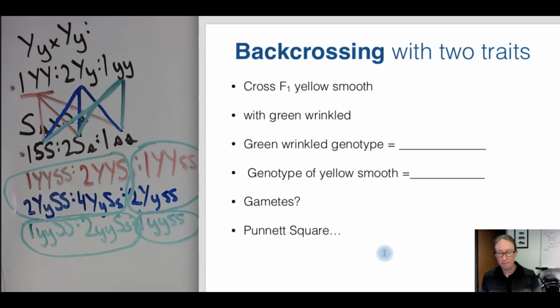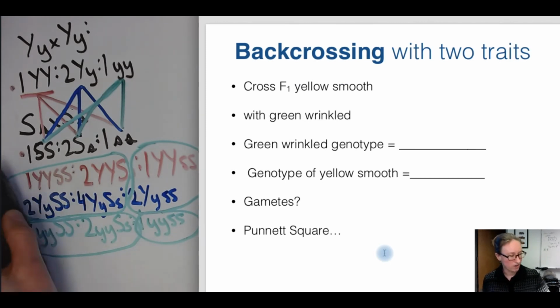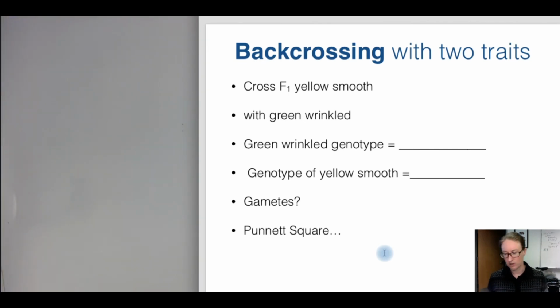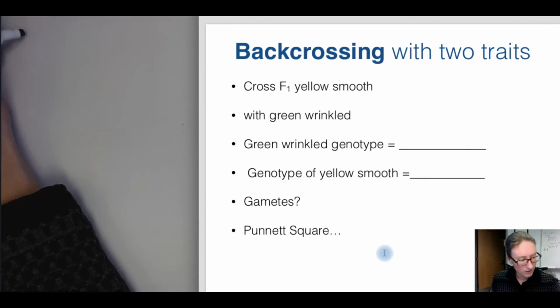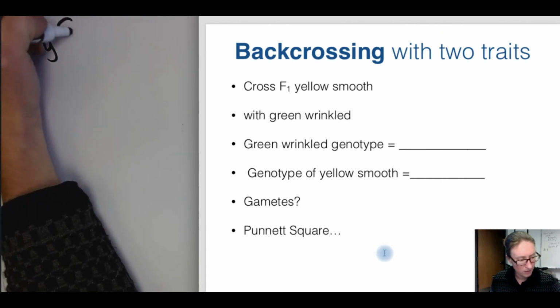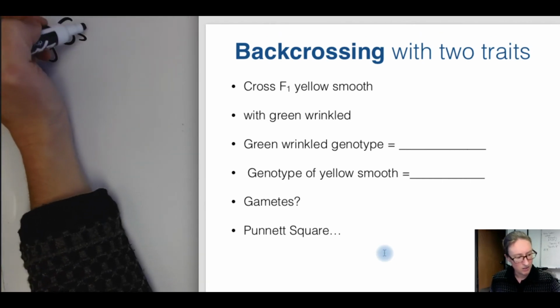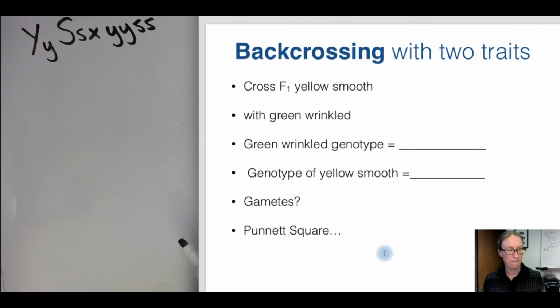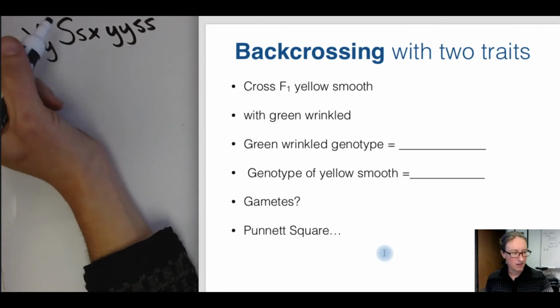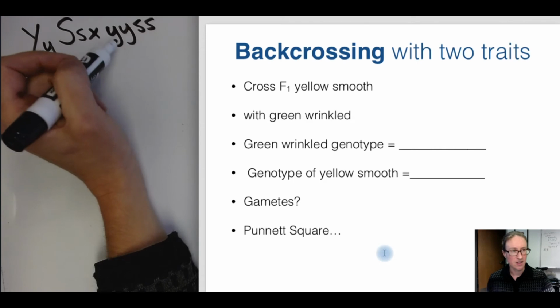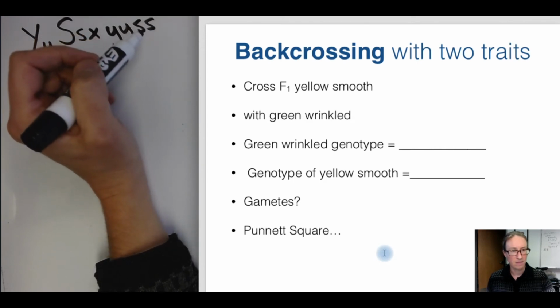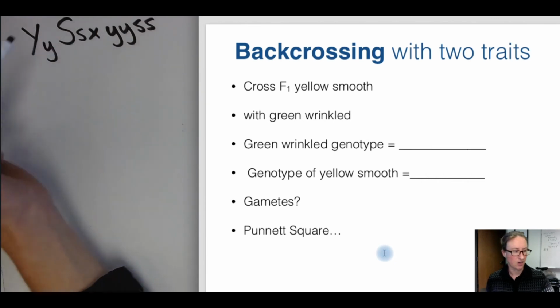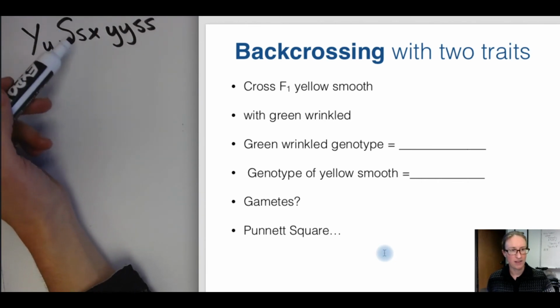Okay, so let's look at now a back cross for two traits. So let's cross that F1 yellow smooth with green wrinkled. So that F1 yellow smooth was heterozygous, right? Big Y, big S, little s. And green wrinkled is going to be homozygous recessive, right? So our green wrinkled genotype is going to be little y, little s. And our yellow smooth will be big Y, big S, little s.